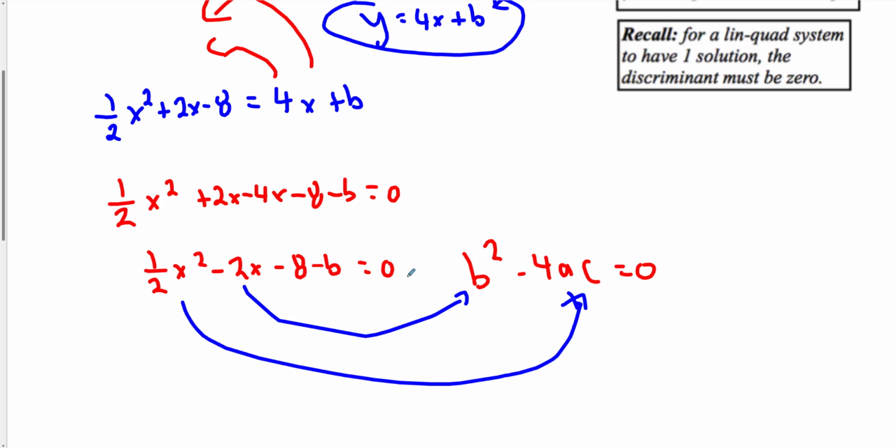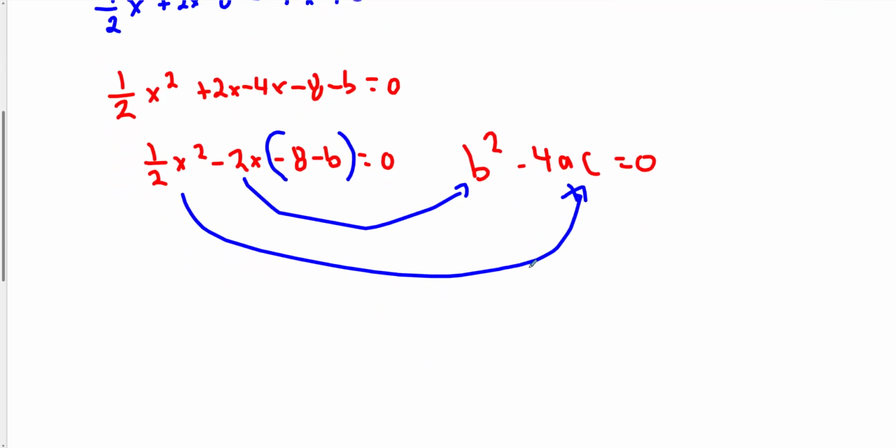And what's my c value? If you haven't figured it out, my c value is this thing here in the brackets. That is my c value, because whatever negative 8 minus b becomes, that's my c value. Like if b is 5, then negative 8 minus 5 is negative 13. That is my c value. It's just written in a little bit more difficult form.